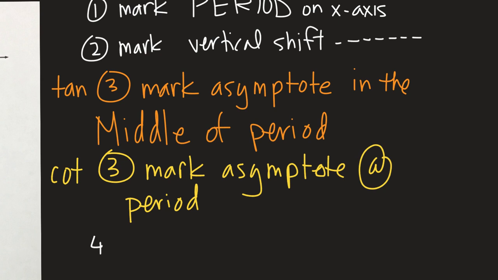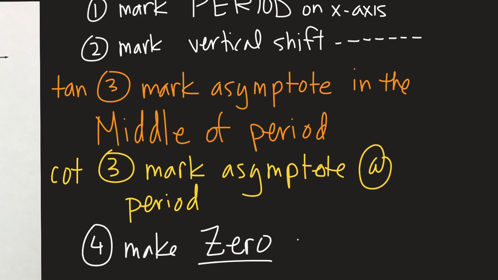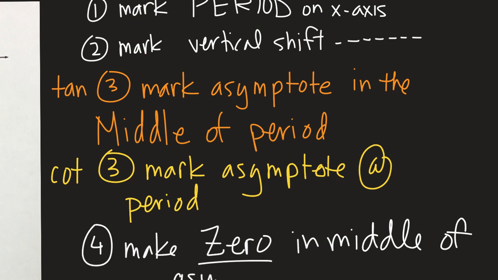Okay, so then the 4th step goes with both of them, and that's to put the 0. You always mark your 0 in the middle of your asymptotes. All of these things happen in the middle. The middle of your asymptotes, you're going to find your 0, right? For your tangent, the asymptote's in the middle of the period, and that's where your zeros are going to go.